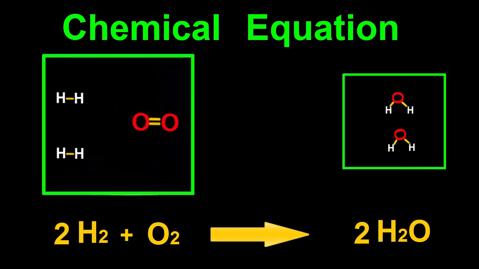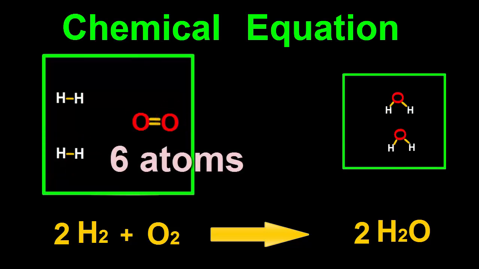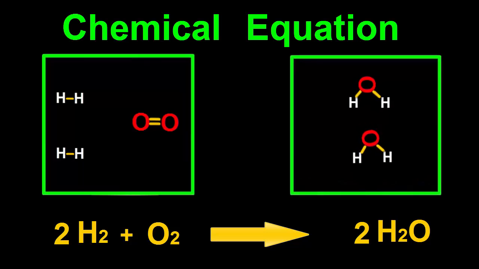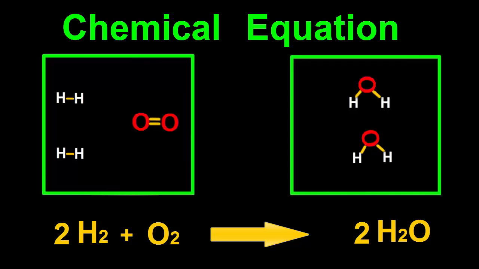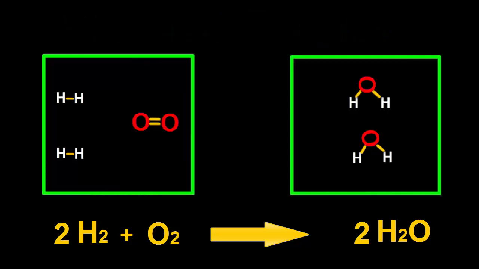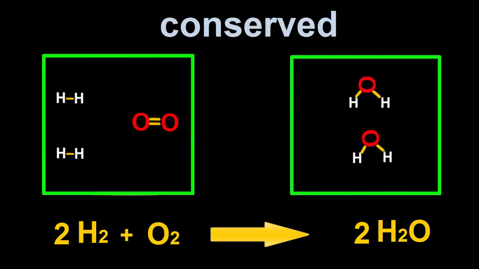Before, we had 3 molecules each made of 2 atoms. That's 6 atoms altogether. After, we have 2 molecules each made of 3 atoms. That's also 6 atoms altogether. The number of atoms has remained the same. That makes sense, because we can't lose or gain atoms just because they change partners. When a quantity stays the same during a change, we say that it has been conserved. Here, the number of atoms has been conserved.